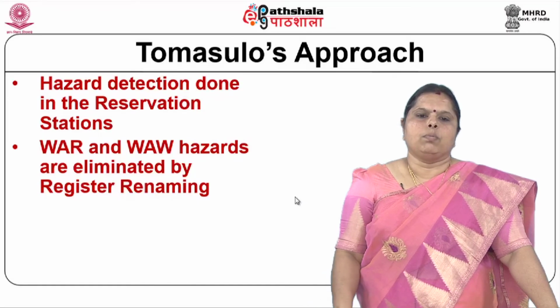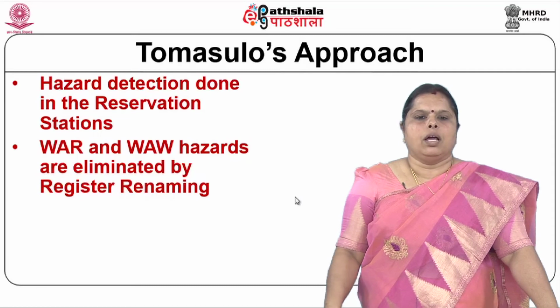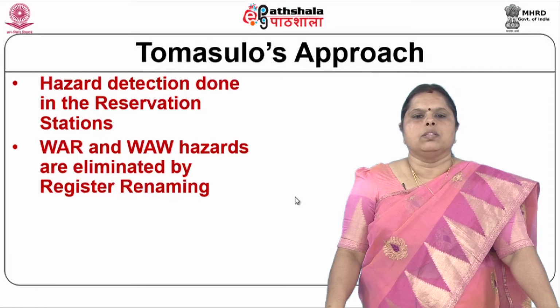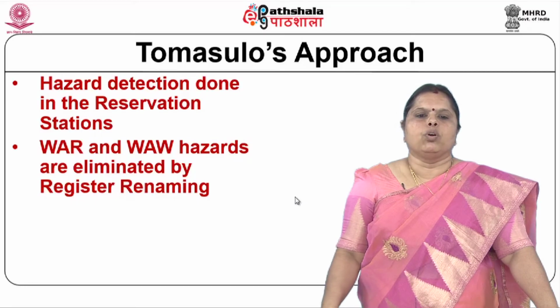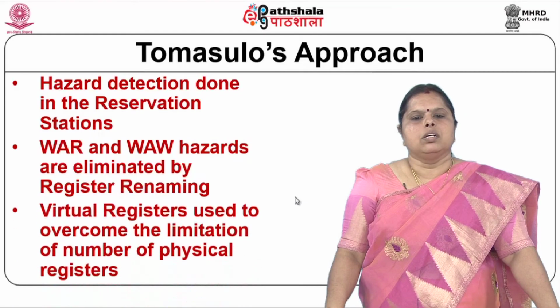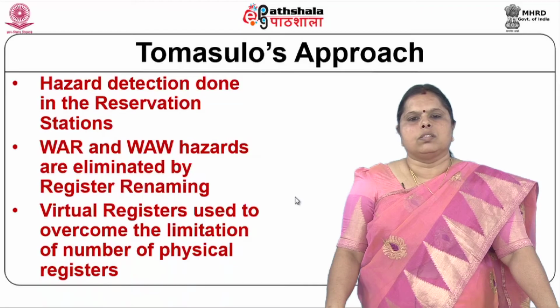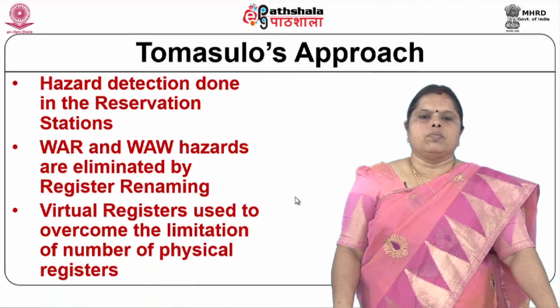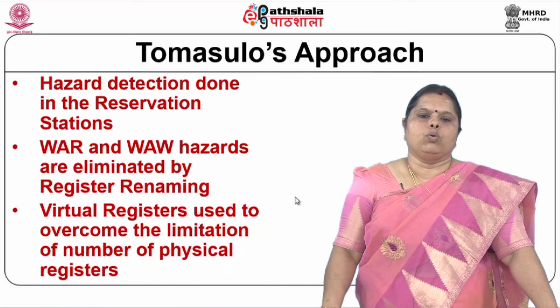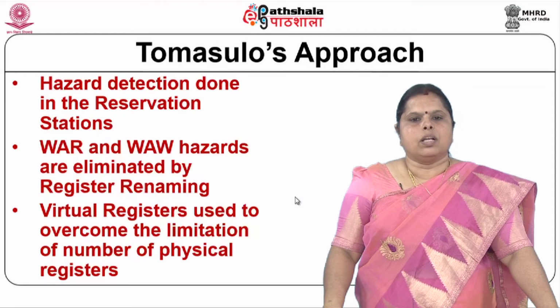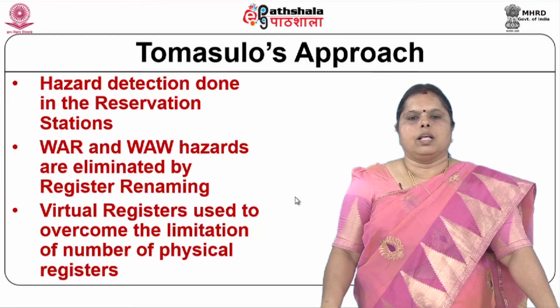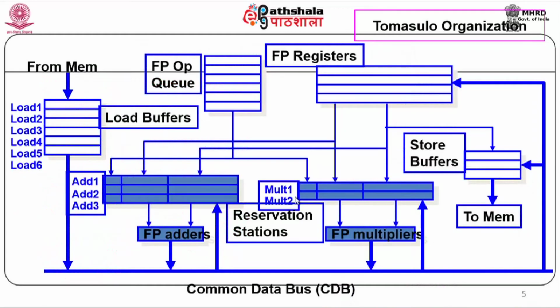This renaming process helps us overcome the anti-dependencies and output dependencies, and because of that it removes your WAR and WAW hazards. They serve as virtual registers, and the number of reservation stations that we have is normally more than the number of physical registers that you have, and this helps us solve the name dependencies.